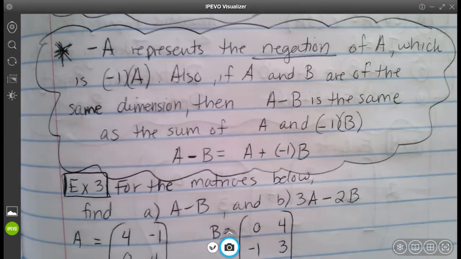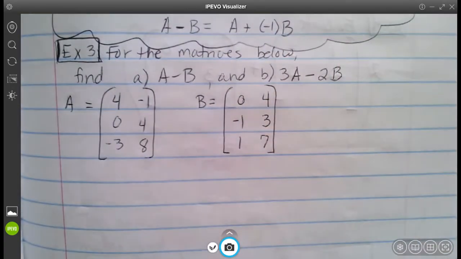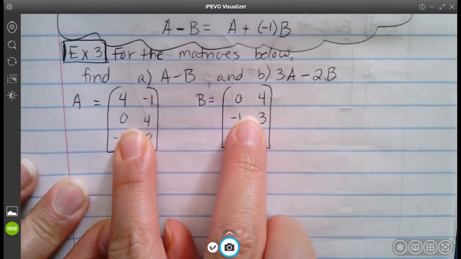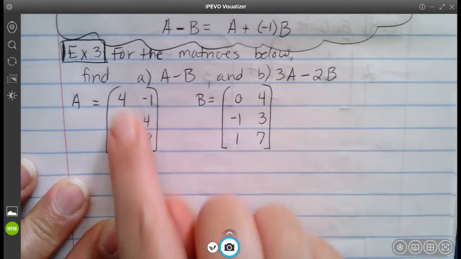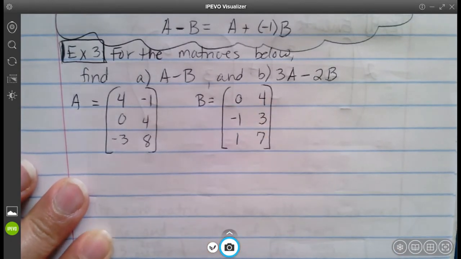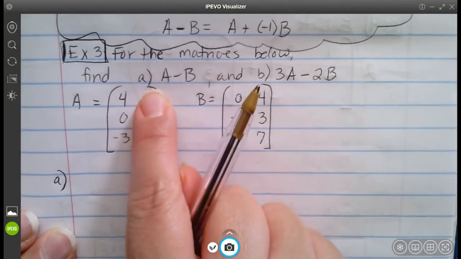Okay? Let's go ahead and do an example that has something like this. It says for the matrices below, find A, which is this one minus this one, and B, which is 3 times this one minus 2 times this one. So let's do letter A first. Letter A is just A minus B.